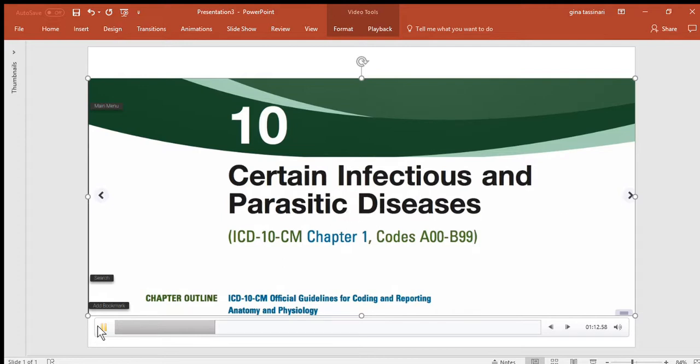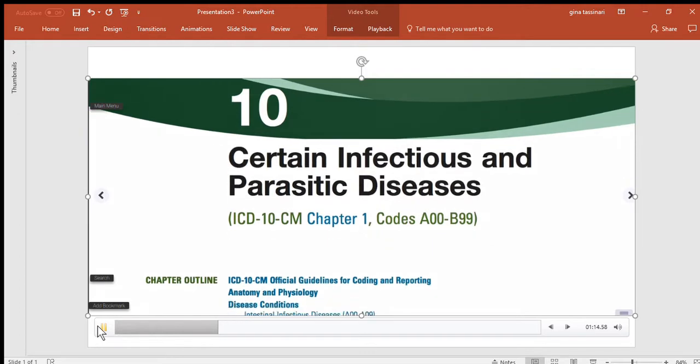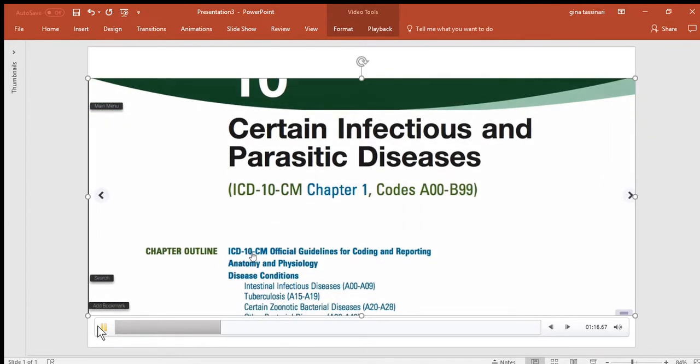Okay. In your coding manual, there are the ICD-10 CM official guidelines for coding and reporting. They speak to each chapter. So in the beginning of your coding manuals, there will be the guidelines, and at the beginning of each chapter in your coding manual, they will repeat some guidelines specific to that chapter.